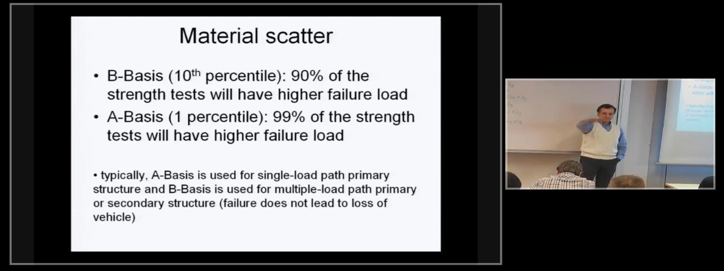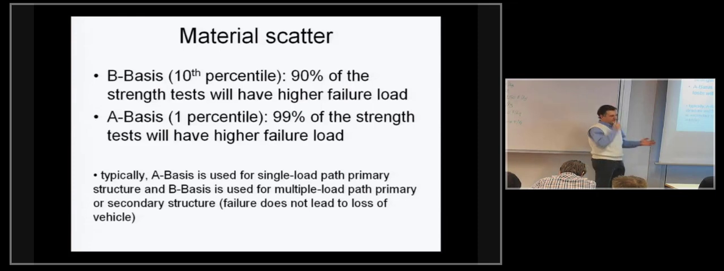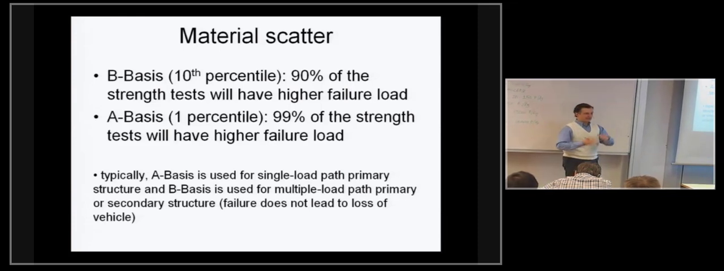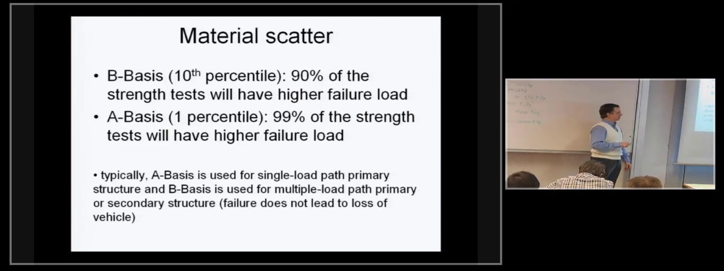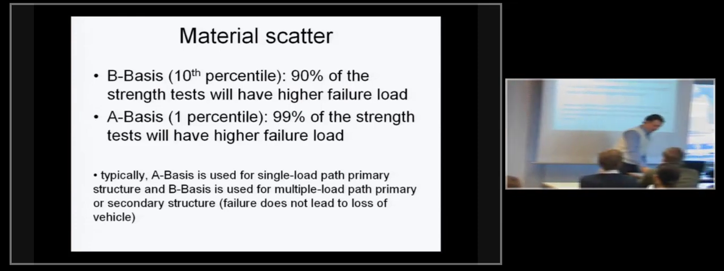Typically, the A basis is used for single load path primary structure. So if it's a blade and you lose the blade, you lose the aircraft, then that's an A basis design. If it's a skin stiffened structure and it's just a local failure, you can definitely redistribute the load, so it's like a multiple load path or a slightly redundant structure. In those cases, you would use the B basis. And you will be seeing those in your homework.